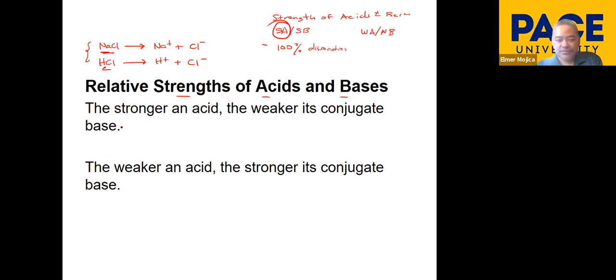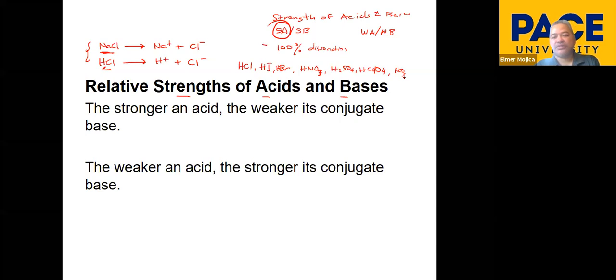Can anyone give the magnificent 7 strong acids? So HCl is 1, HI, HBr, HNO3, H2SO4, HClO4, and in some books, HClO3.